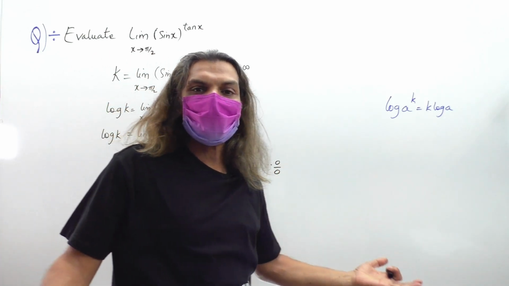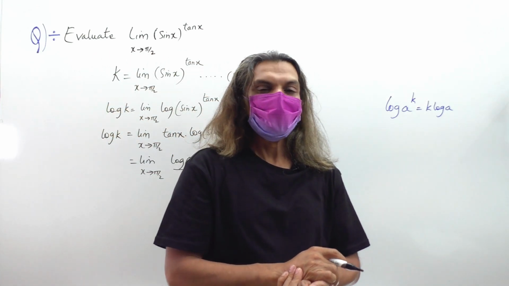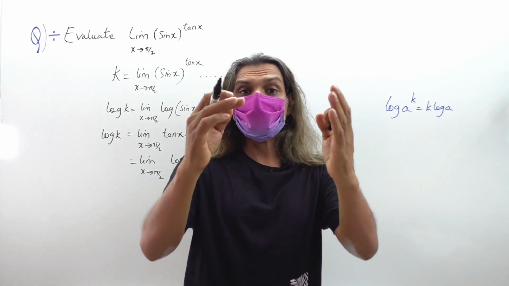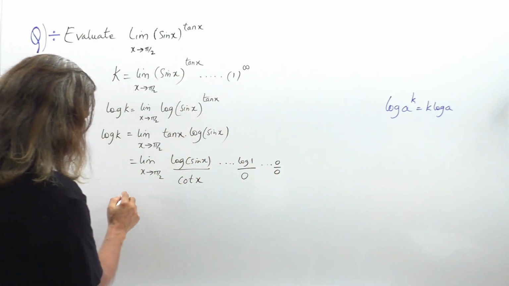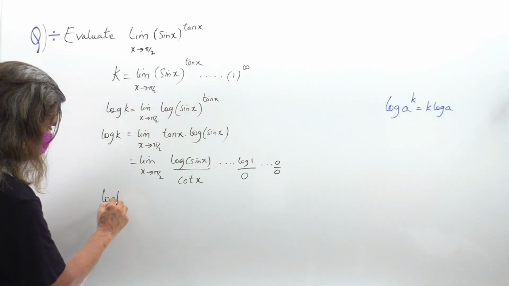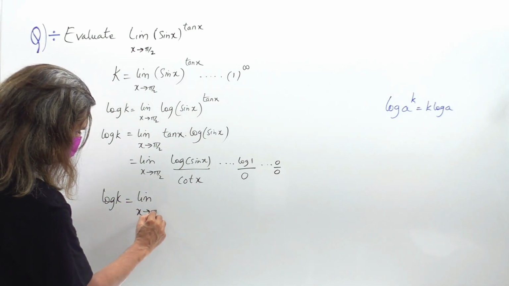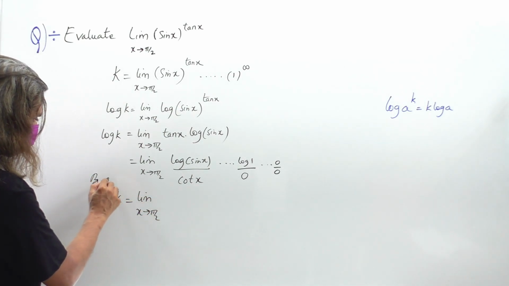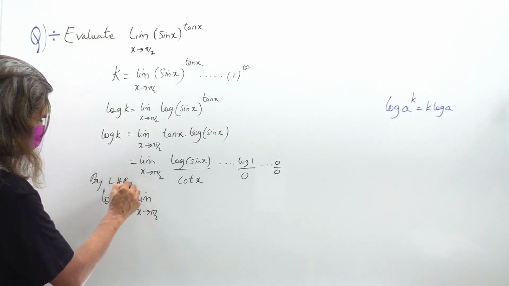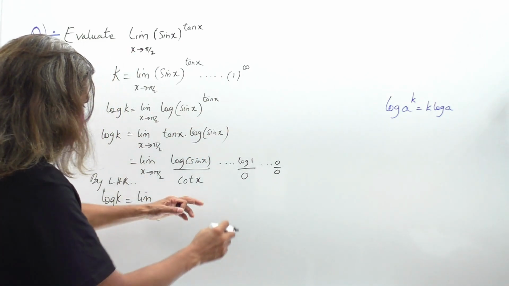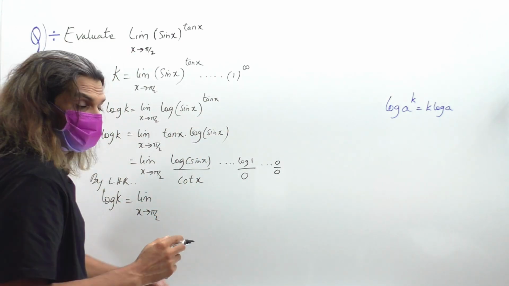So we can happily apply the L'Hopital's rule here. So what does the L'Hopital's rule say? Differentiate the numerator and denominator separately. So we have this as log of k is equal to limit as x tends to pi by 2. By L'Hopital's rule, I write a short form LHR. Okay. So log of sin x.